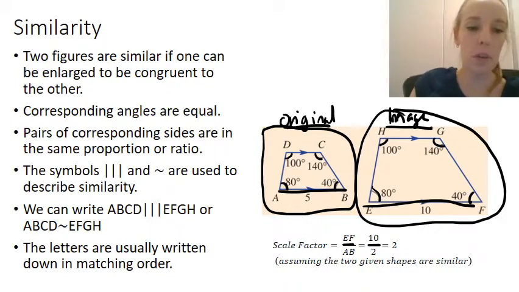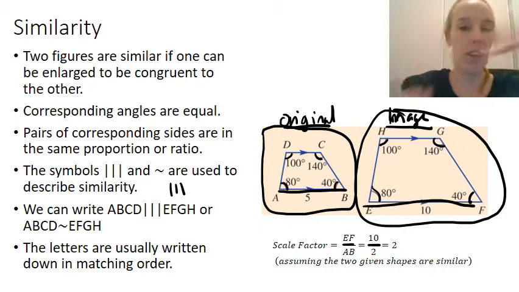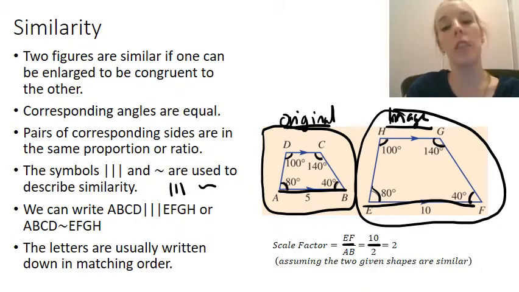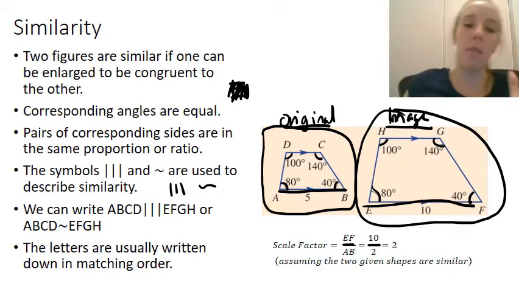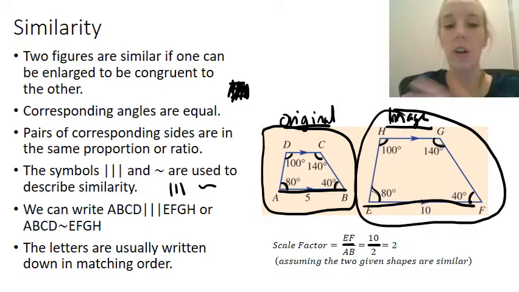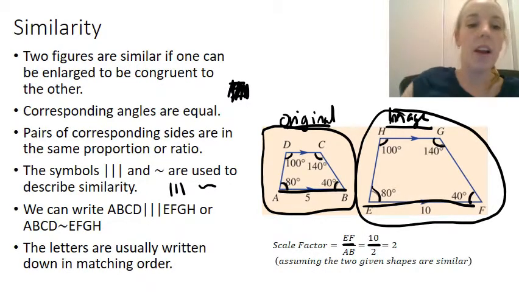So the symbols of 3 vertical lines, or like a little wavy line, are used to describe similarity. So remember, congruence was like an equals sign with an extra line. That's not what we use for similarity. It's kind of flipped the other way. So for similarity, it's 3 vertical lines or a little wavy line. So if we were writing about these shapes here, we would say that ABCD is similar to EFGH.